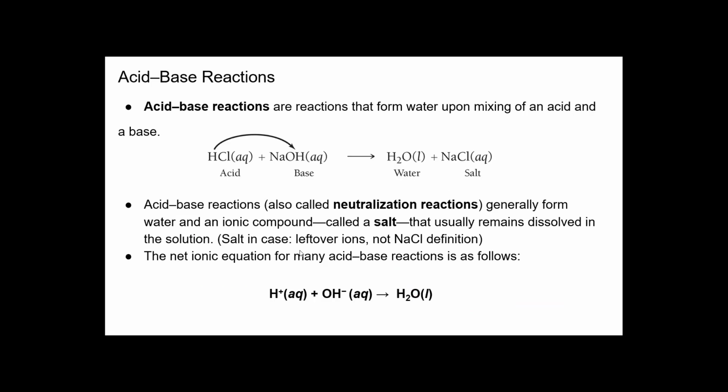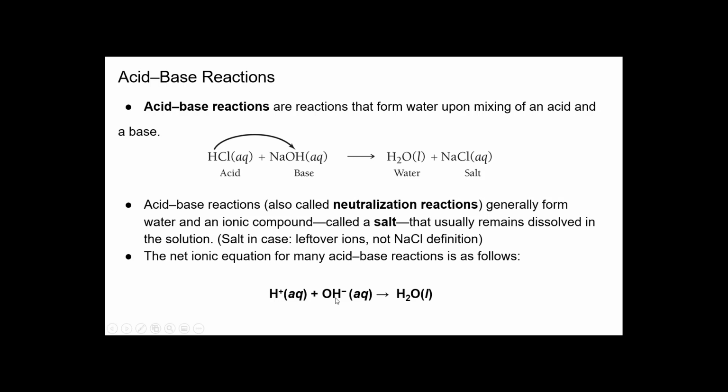Acid-base reactions are reactions that form water upon mixing an acid and a base together. This is called a neutralization reaction, because they are both neutralized out. What the products are at the end are water and the salt that's left over, the anion and cation from the base and the acid. In this case, there is no base and no acid left, it's just water. So this is a neutralization reaction, an acid and a base. It generally forms water and an ionic compound, which is just the leftover ions.